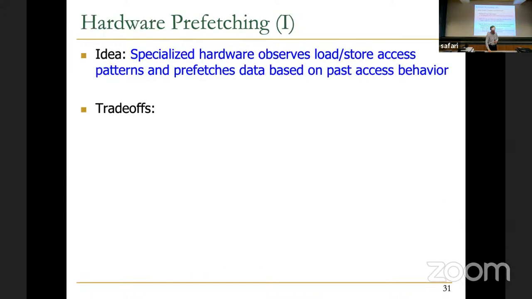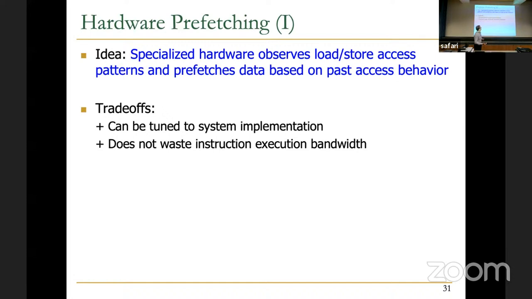Okay, so that's why people have actually focused a lot on hardware prefetching methods. And I think this makes a lot of sense also. Basically, the idea is to have specialized hardware, have it observe load and store access patterns in different parts of the memory hierarchy, and prefetch data based on past access behavior. So the good thing of a hardware prefetcher is it's designed with the microarchitecture. So you can tune the hardware prefetcher to the system implementation. So you don't need to recompile code. The same code runs, but you tune the hardware prefetcher. Every microarchitecture comes with a tuned hardware prefetcher.